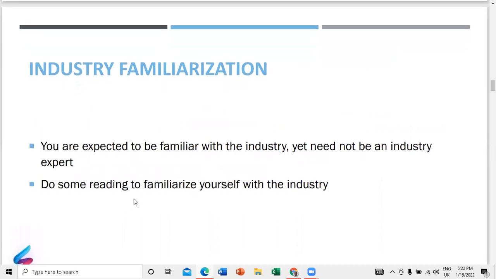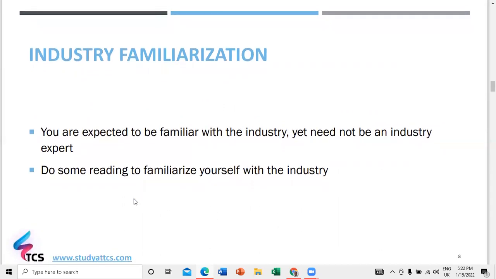All right. Another problem which arises in the minds of students is with regards to industry familiarization. I said that when facing this exam, you need to have an understanding about the nitty-gritties of the company as well as what happens within the industry. You are expected to be familiar with the industry for sure. However, you need not be an industry expert. Why? Because you are working at the lowest level of the organization.